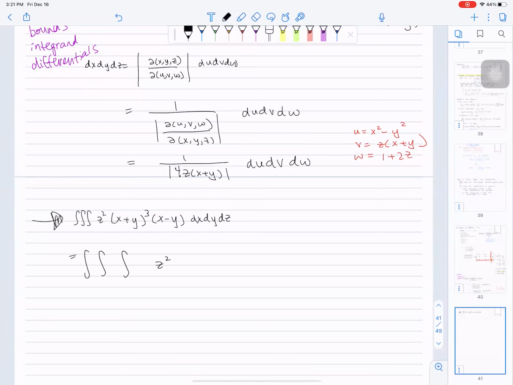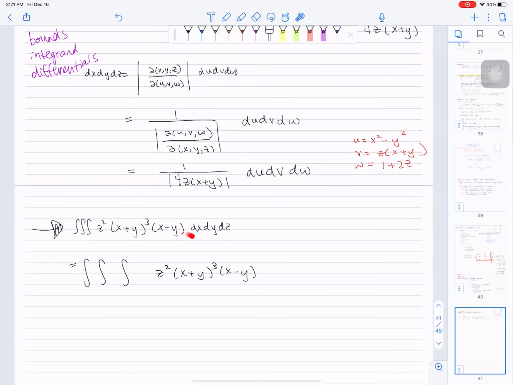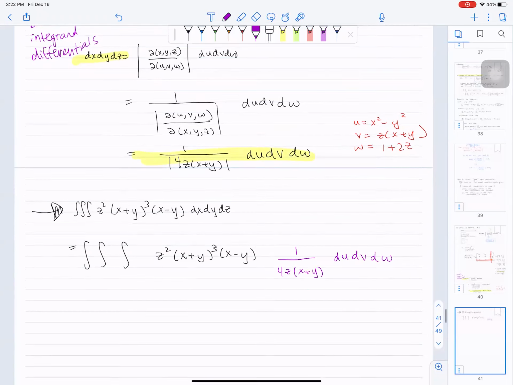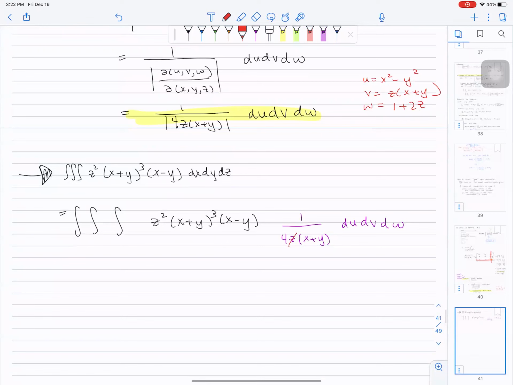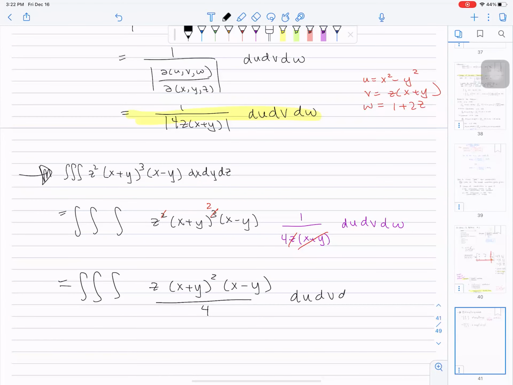So let me not do that yet. Let me first make sure I plug in my differentials. So I have my integrand. What is dx, dy, dz? That was what I just found. dx, dy, dz equals this. So it's 1 over 4z times x plus y, du, dv, dw. Now does anything cancel out? Well, things do cancel out. A z cancels out here, and an x plus y cancels out here. So I have the triple integral of z times x plus y squared times x minus y all over 4, du, dv, dw.